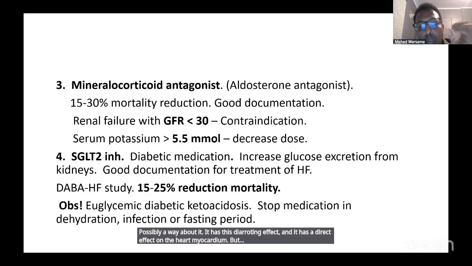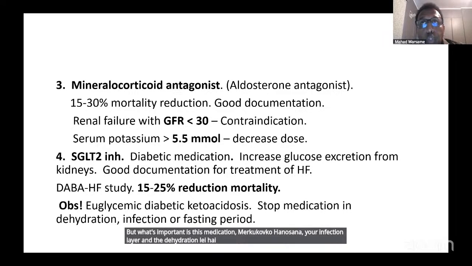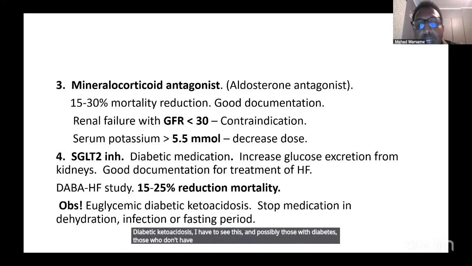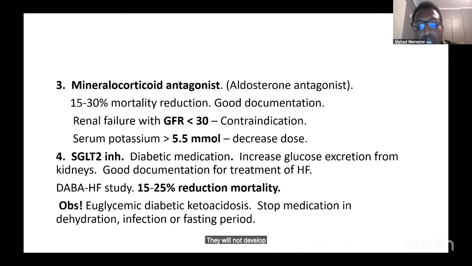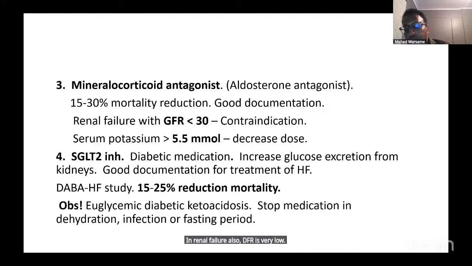But we recommend it. The exact mechanism is different, but what's important is this medication: when the patient is sick, has an infection, or dehydration, or is not eating, it can give you diabetic ketoacidosis. Those with diabetes, and those who don't have diabetes but have heart failure, often will not develop ketoacidosis. But in diabetes they have to stop it if they have infection, or are dehydrated, or have renal failure. In renal failure also, if GFR is very low, it's contraindicated.